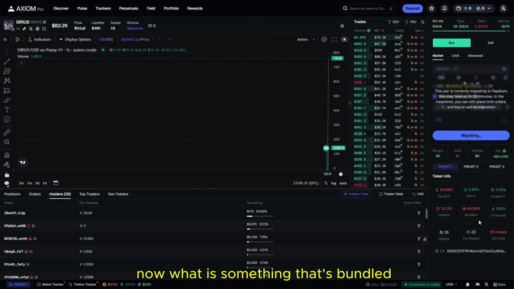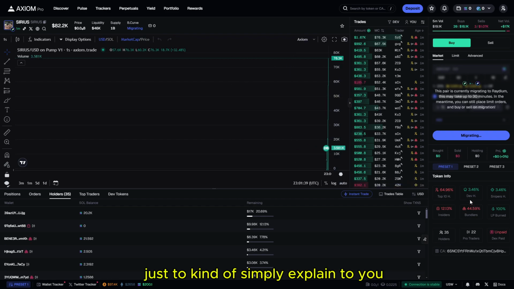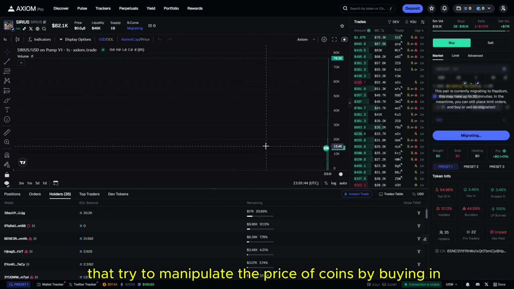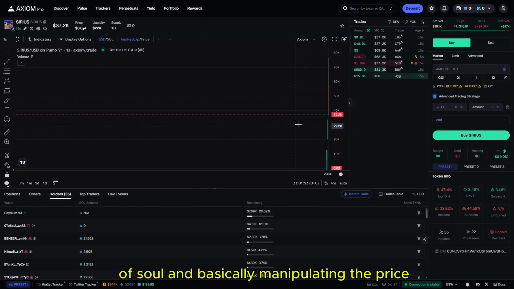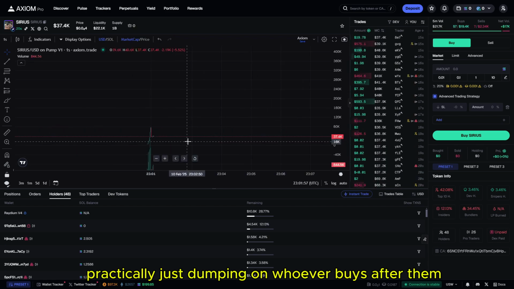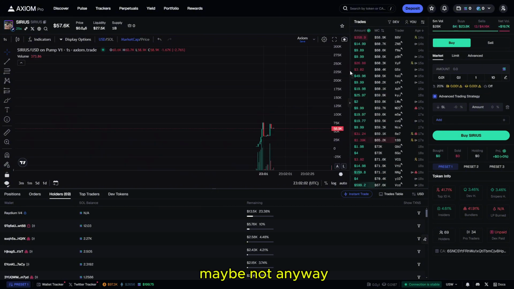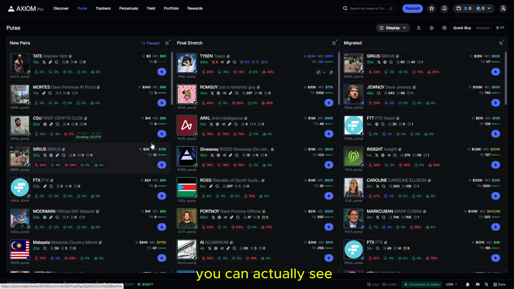Now, what is something that's bundled? I can get into it in a lot more detail in another video, but essentially a bundler is a bunch of ghost wallets, just to simply explain to you guys who don't know. Ghost wallets that try to manipulate the price of coins by buying in with X amount of SOL, and then practically just dumping on whoever buys after them, which I think has actually happened here, if I'm not mistaken. Maybe not.